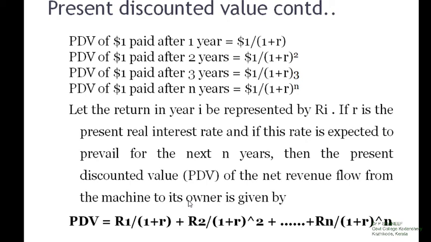Let the return in year i be represented by Ri. If R is the present real interest rate and if this rate is expected to prevail for the next n years, then the present discounted value of the net revenue flow from the machine or any other capital good to its owner is given by: present discounted value is equal to R1 by 1 plus R plus R2 by 1 plus R square plus etc. Rn by 1 plus R raised to n.